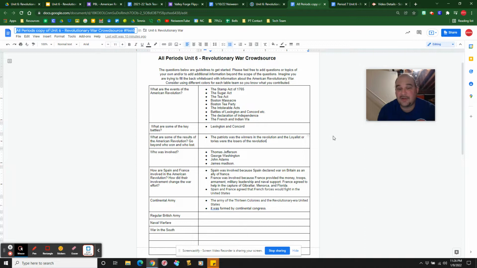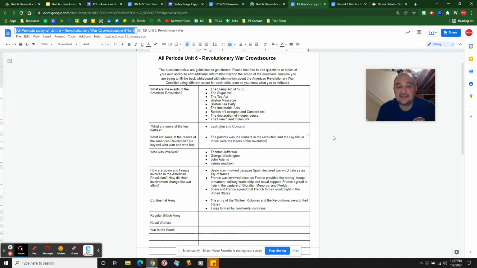But back to this, where we're actually trying to take a look at it. What are the events of the American Revolution? Now, these events here are great: Stamp Act, Sugar Act, Tea Act, Boston Massacre, Boston Tea Party, Intolerable Acts, Battles of Lexington and Concord, Declaration of Independence, and the French and Indian War. Here's the thing, though. Lexington and Concord and the Declaration of Independence are the only ones that are events of the American Revolution and not events that lead to it. Declaration of Independence, I know, sounds like it leads to, but technically the war starts in 1775. The Declaration of Independence isn't signed until 1776.